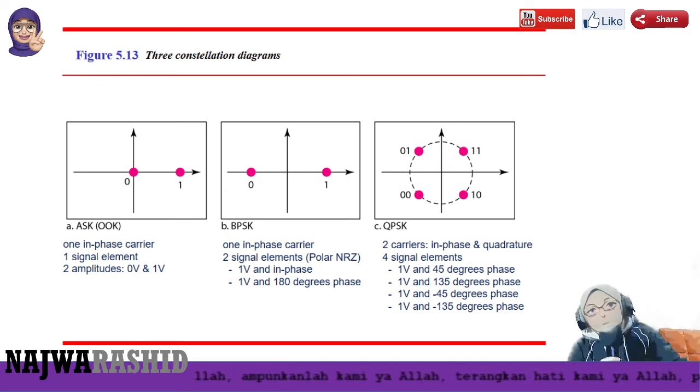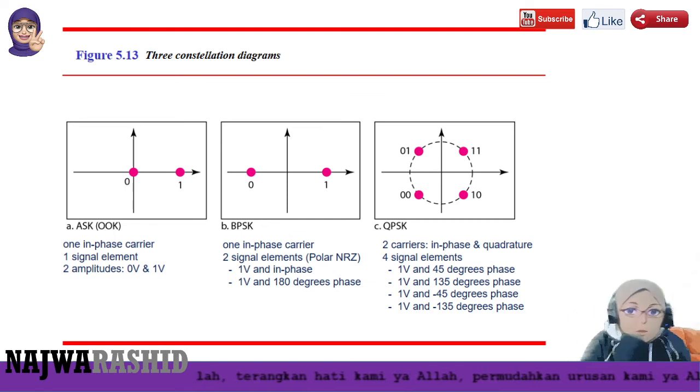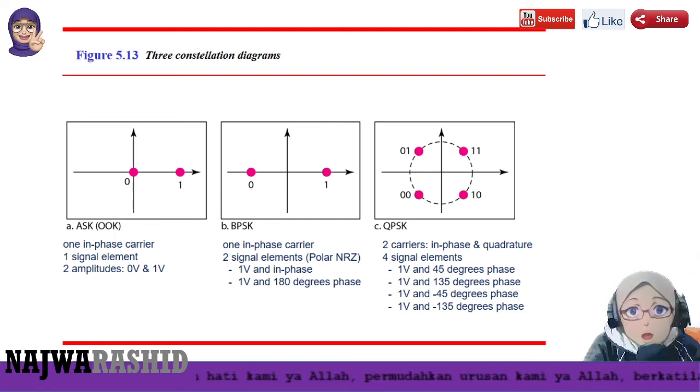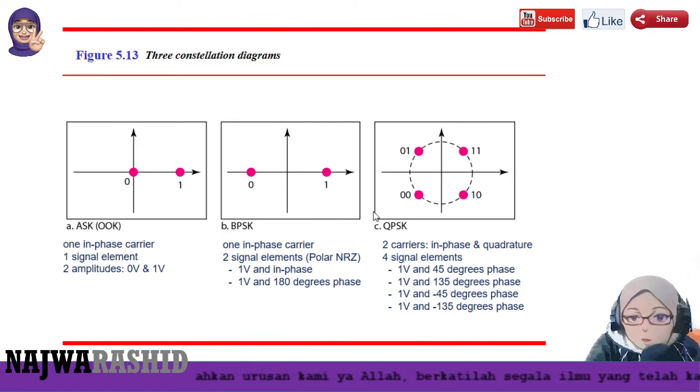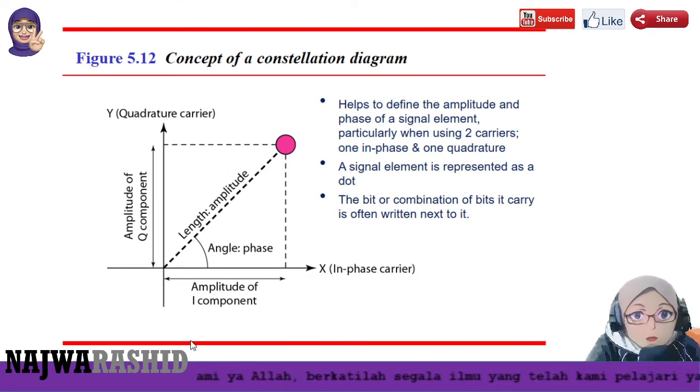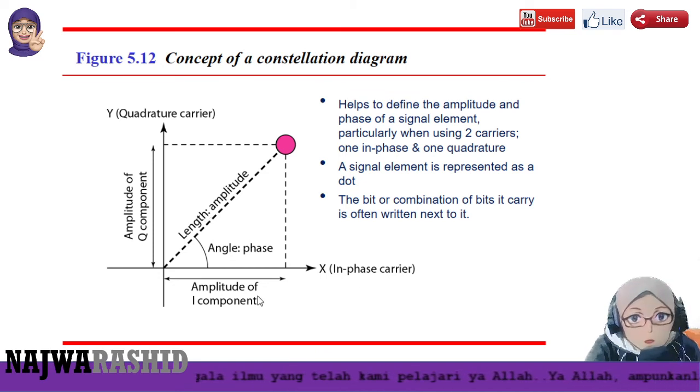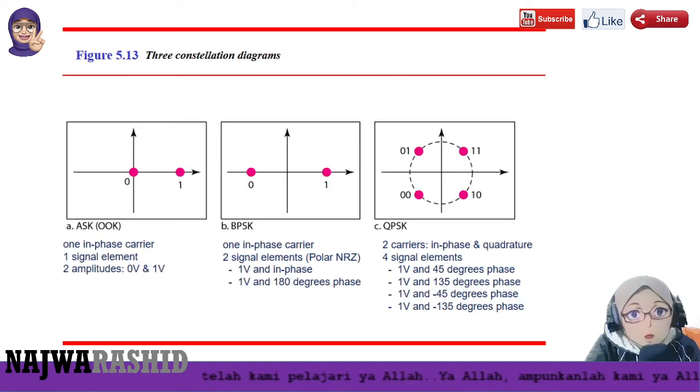So that's how we represent ASK, BPSK, and QPSK in the constellation diagram. This constellation diagram helps you define the amplitude and the phase of the signal.